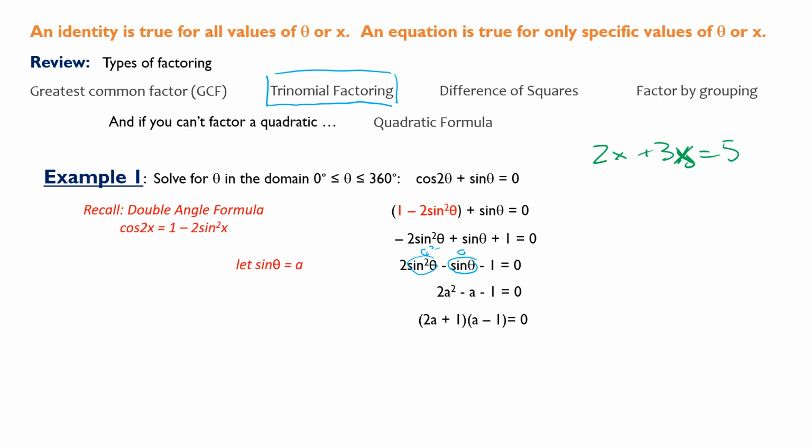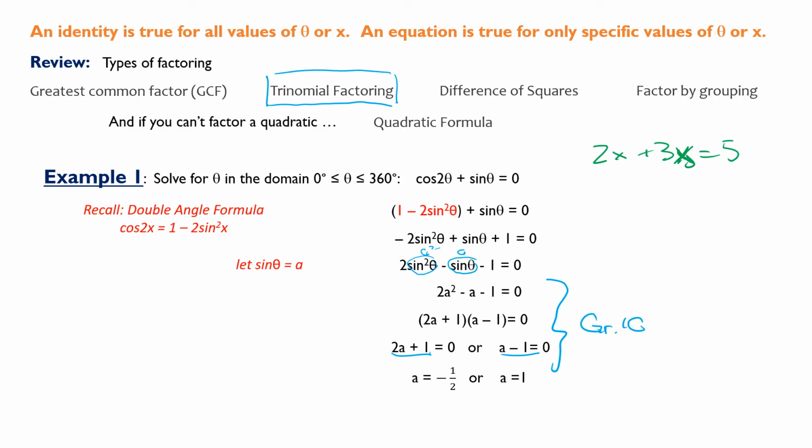That's the same thing. So we have two factors, which means either 2a plus 1 is 0 or a minus 1 is 0. If either of those are equal to 0, then our whole thing will equal 0. Simplifying each of these little mini equations for a, we get a equals negative 1/2 or a equals 1. That's all grade 10. This whole section right here is all grade 10.